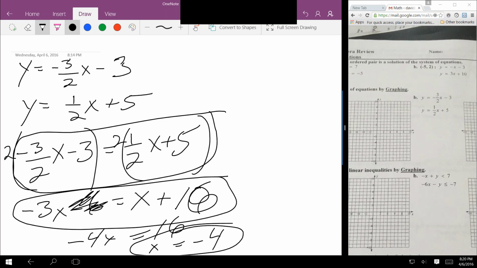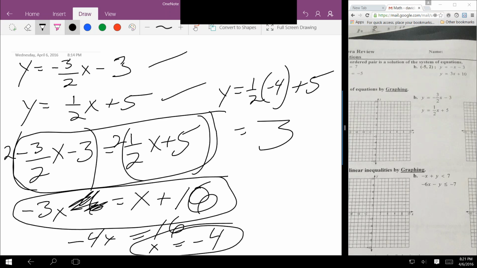Cool. Now, what's y equal to? Because they always want you to solve for both variables when you have a system of equations. Which one are you going to plug it into? You can plug it into either this one or this one. Probably the second one. Always go the easier route. Y is equal to 1/2 of -4, plus 5. Y is equal to -2 plus 5. And then y would be equal to 3. So x is -4, y is 3. That's the solution. In other words, if I were to have graphed it, my solution would cross at this point right here. Okay. Cool. Let's see here.